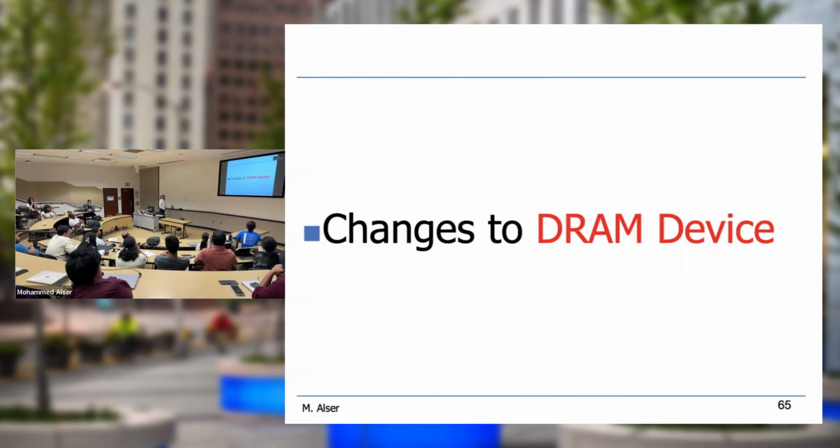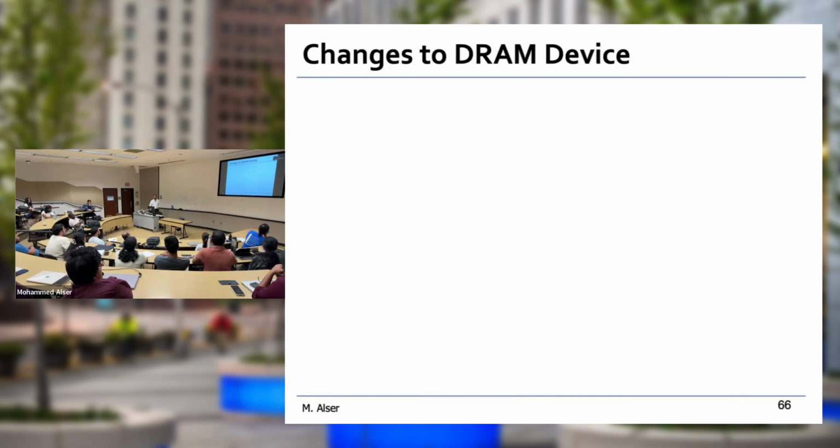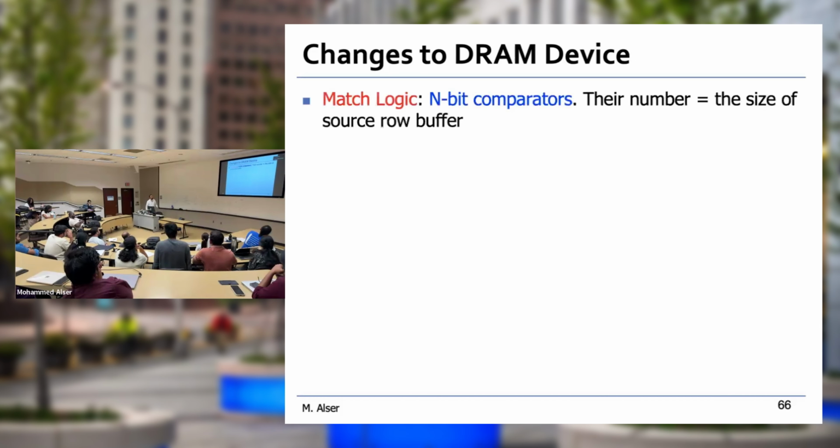Okay. Now what is important is how we actually implement it in the DRAM device. There are several changes happening to the DRAM device. Those changes can be severe, can be really major changes happening to the DRAM device itself. Let's see the first one, match logic. And you can think about the match logic that we use. So we are trying to compare the index of the row with the index in the input vector, right?